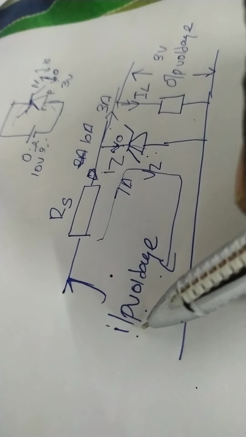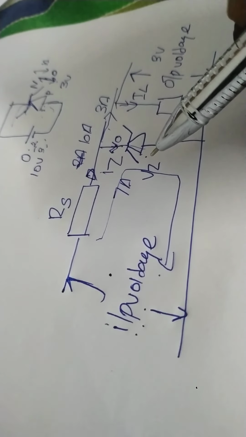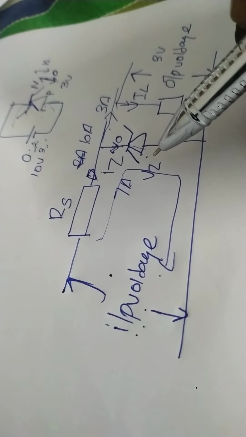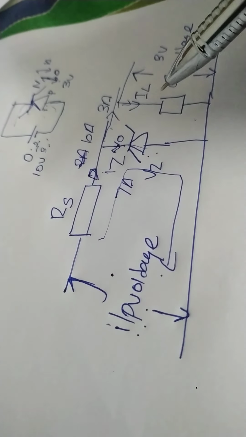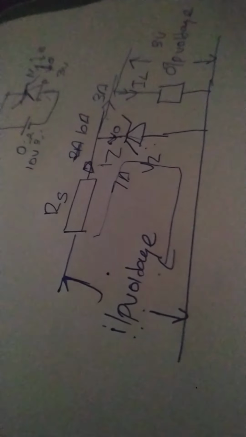That is, when the input voltage increases from 3 volt to 10 volt, by using the regulation action or regulator action of Zener diodes, we get only 3 volt. Thus the circuit regulates the output voltage.